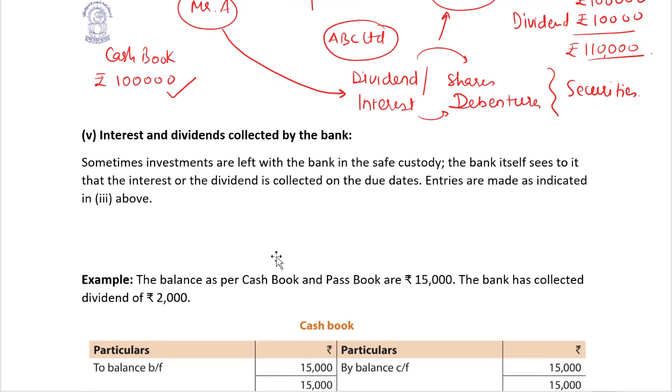Let us continue with point number 5 now. Interest or dividend collected by the bank. Just see it over here. Sometimes investments are left with the bank in safe custody, and the bank itself sees to it that either interest or dividend is collected on the due date. Entries are made as indicated in third above.